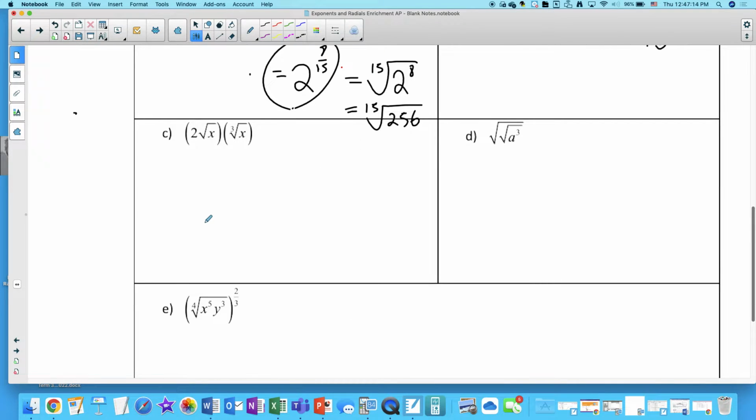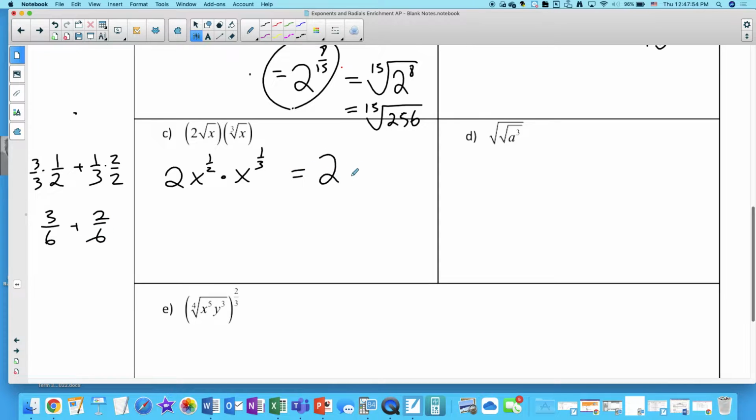Okay, so this guy, again, if I take each of these radicals and express them in exponential form, this guy is 2x to the 1/2 times x to the 1/3, right? And then I can express that as a single power, because all I need to do is add 1/2 and 1/3. Sometimes people like to do that off to the side, right? So I have to multiply this by 3 over 3, this by 2 over 2, and then I have 3/6 plus 2/6, and then that's 2x to the 5/6.